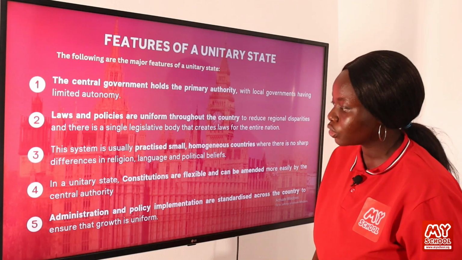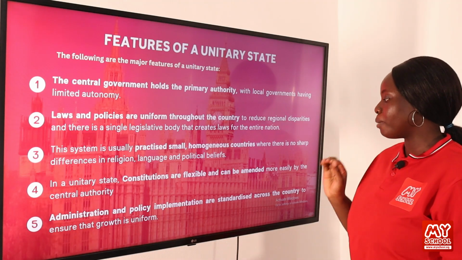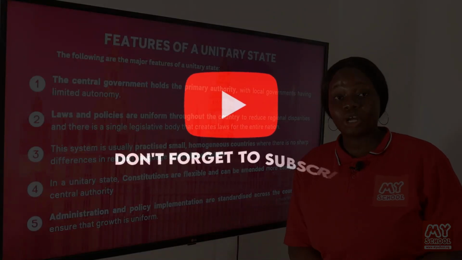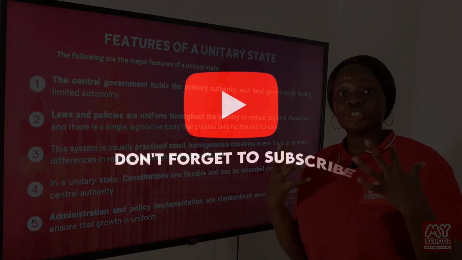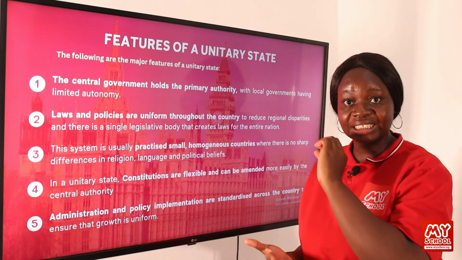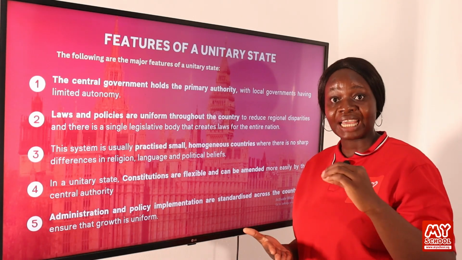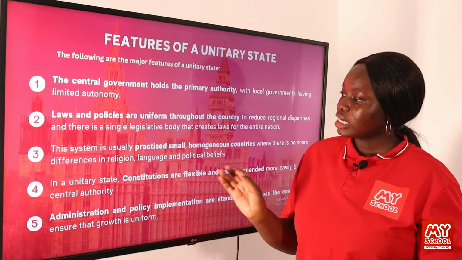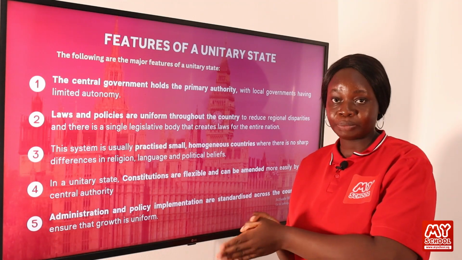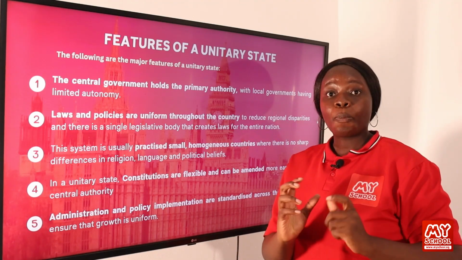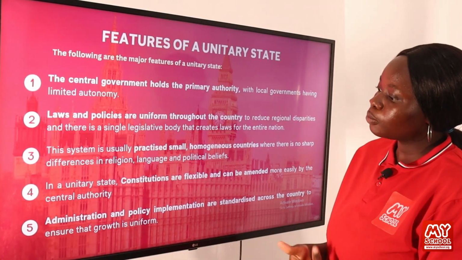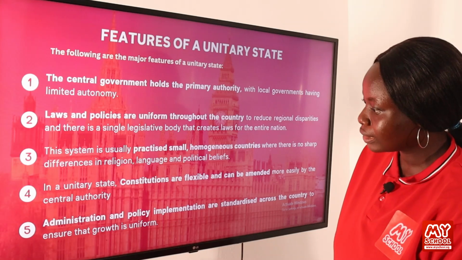In a unitary state, constitutions are flexible and can be amended more easily by the central authority. Unlike a federal state where the constitution is rigid to ensure that the responsibilities of the central, state and local governments are perfectly outlined in the constitution, in a unitary state, the constitution is flexible. It doesn't have to be rigid because it doesn't have to outline how power is distributed between the central and the component units. So now let's move on to another feature of a unitary state.